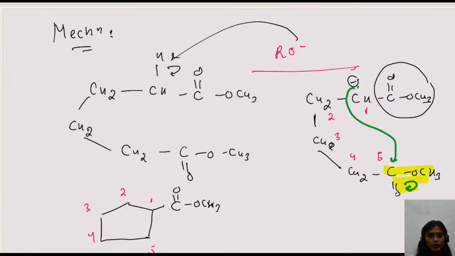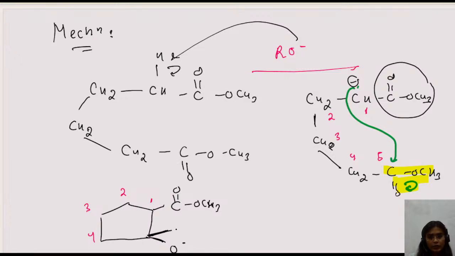So in this case, what we are getting now, that is for the fifth carbon. Fifth carbon is connected with this O negative, okay? And this is OCH3 there. Oh, sorry, O negative, right? Connected directly.